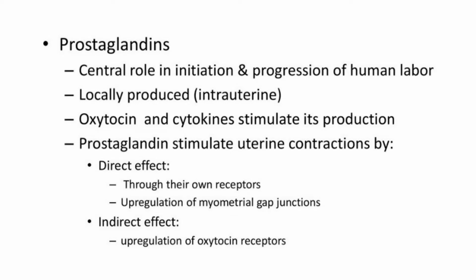Prostaglandins have a central role in initiation and progression of human labor. They are produced locally, intrauterine. Oxytocin and cytokines stimulate its production further, and prostaglandin stimulates uterine contraction in two ways, both direct and indirect. Direct by acting through their own receptors and upregulating the gap junctions of the myometrium, and the indirect effect is by upregulating the oxytocin receptors.